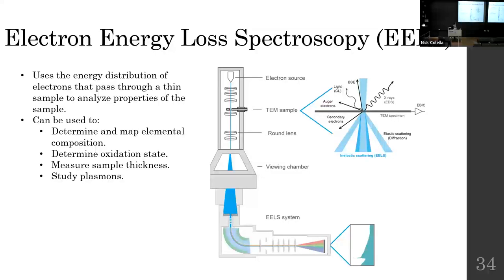Then we can also measure things like the oxidation state of the material, which is something we can't do in EDS. You can measure the sample thickness, which is quite nice. And I put here, you can also study any other interactions the beam might have with your sample, for example, plasmons.